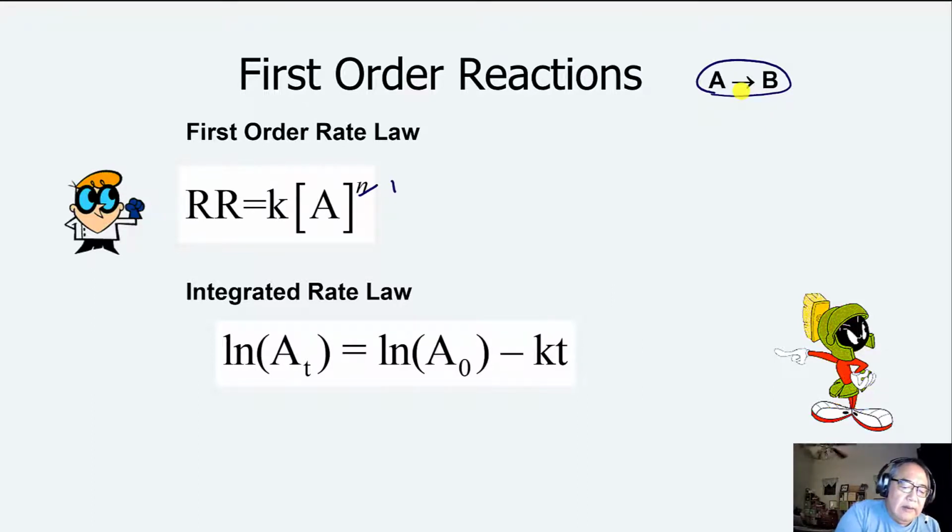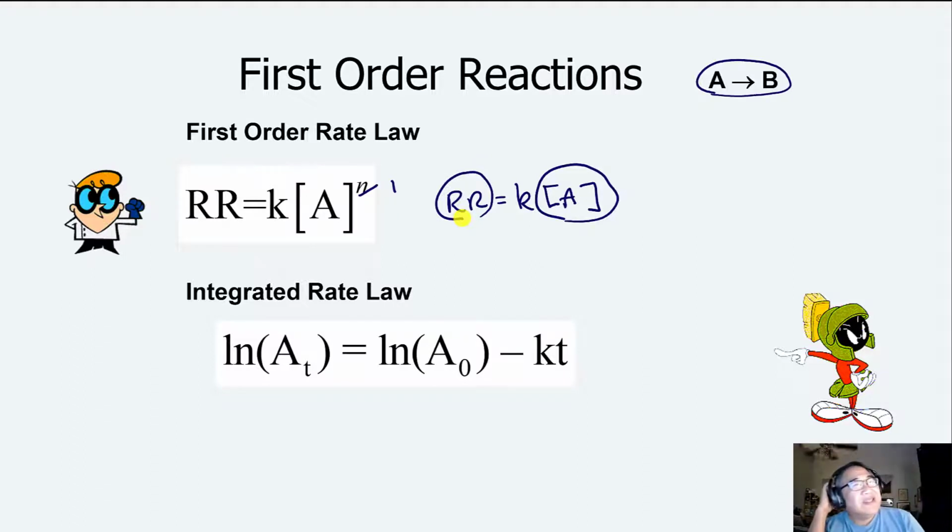There's a page with my typed notes in it. So what does that mean? The reaction rate is equal to k times A. What happens when A goes down? If A goes down, then the reaction rate goes down. That means the rate at which the reaction proceeds is getting slower and slower.